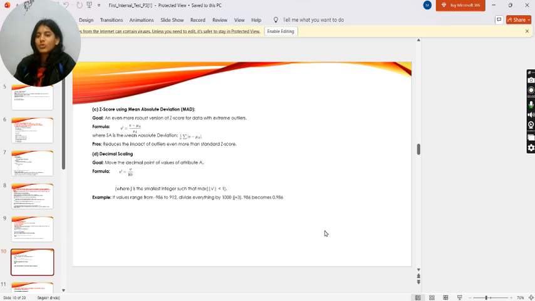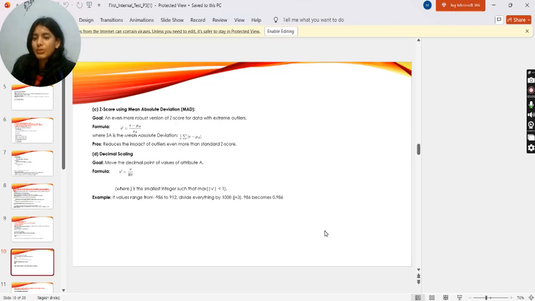Now we have Z-score using mean absolute deviation, MAD. The goal is an even more robust version of Z-score for data with extreme outliers. Formula: V dash equals V minus mu A, upon S A, where S A is the mean absolute deviation, 1 upon n summation of mod of V minus mu A. Pros: reduces the impact of outliers even more than standard Z-score.